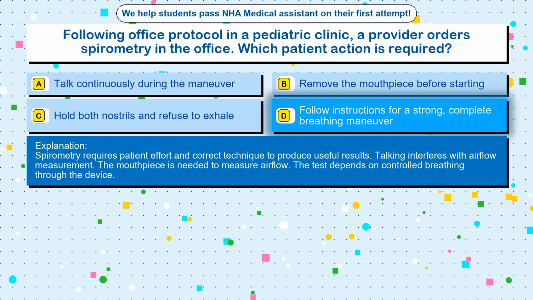Spirometry requires patient effort and correct technique to produce useful results. Talking interferes with airflow measurement. The mouthpiece is needed to measure airflow. The test depends on controlled breathing through the device.